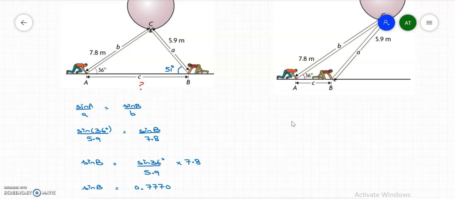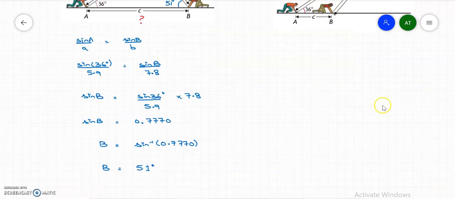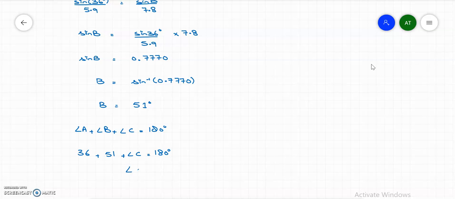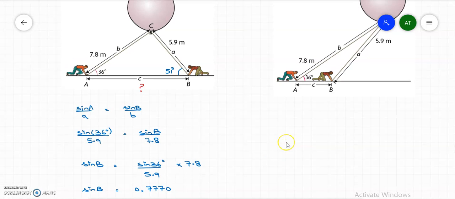Now two angles are given in the triangle. How can we figure out the third angle? We know that the sum of all angles of a triangle is 180 degrees. Angle A plus angle B plus angle C is 180 degrees. Angle A is 36, angle B is 51, and angle C we have to find. So angle C equals 180 minus 36 minus 51. In this case, angle C would be 93 degrees. Let me label it, 93 degrees.